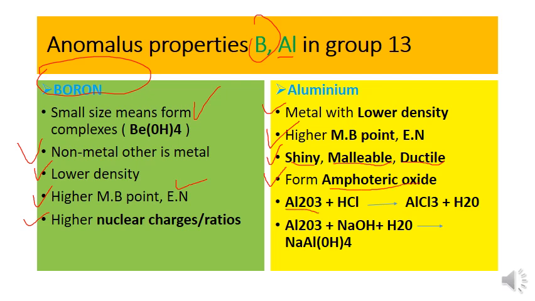The oxide of aluminium is amphoteric, which means it reacts with acid and acts as a base, and it also acts as an acid. Here it acts as a base because it reacts with this acid. Here it acts as an acid because it reacts with a base. Those are the products. These are the complexes. Next we are going to see group 14.